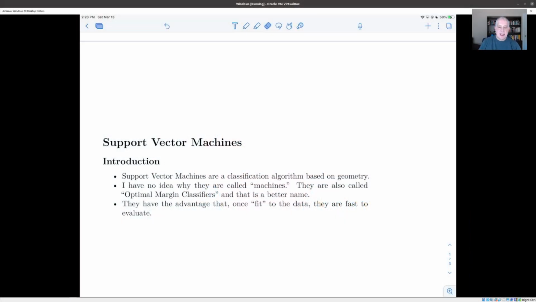But let's start at the beginning. As I mentioned, a support vector machine is an algorithm for classification of data, which is based on geometry. Just at the beginning, let's be clear, I have no idea why they're called machines. It's just an algorithm. There's no machine, unless you like to think of an algorithm as some kind of a machine. But anyway, a better name for them would be something like optimal margin classifiers, and you do sometimes see that used in the literature.